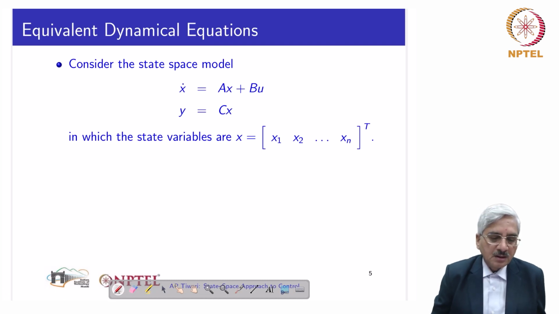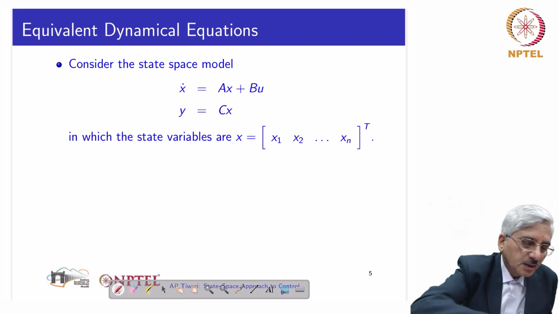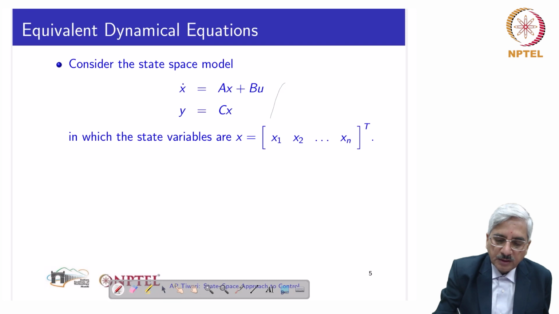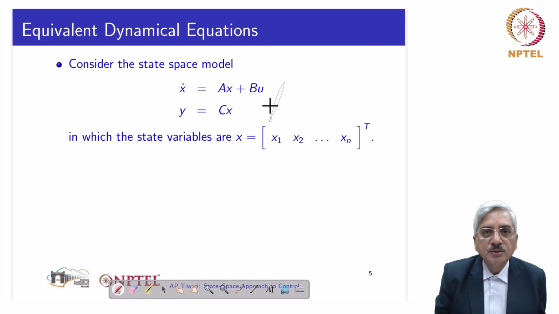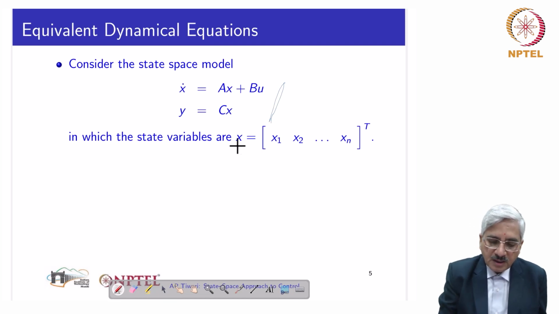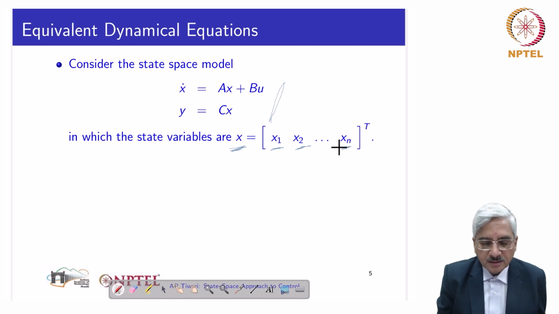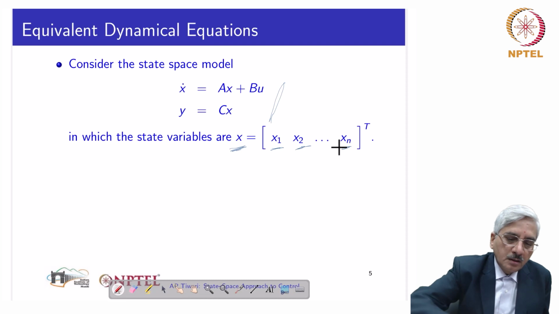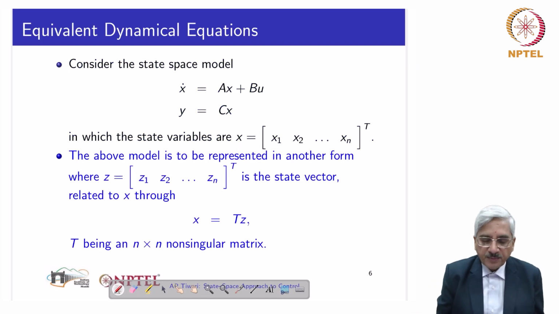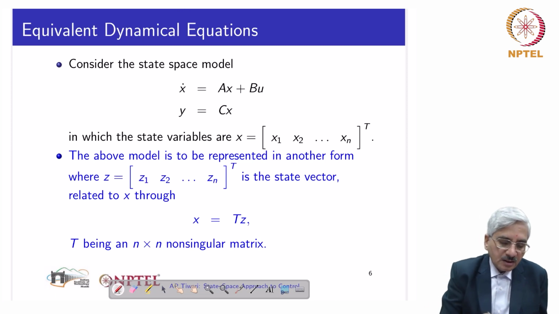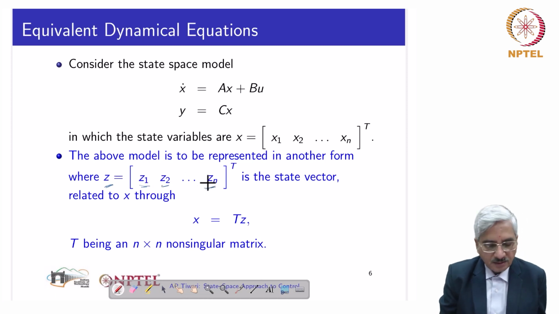So we begin with the state space model, which is shown here: x dot equal to Ax plus Bu, y equal to Cx, A being the system matrix, B the input matrix, and C the output matrix. The state variables here are x, the set of quantities x1, x2, up to xn. These n quantities mean that the system order is n. We want to represent it in another form where the state is z and not x. However, it also consists of n variables z1, z2, up to zn. That is necessary.